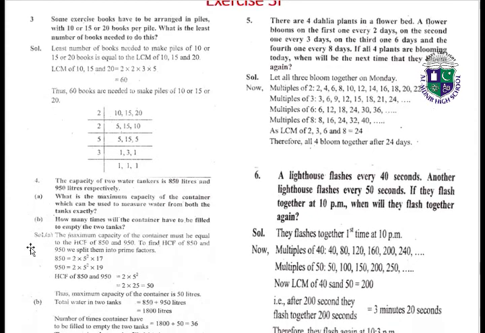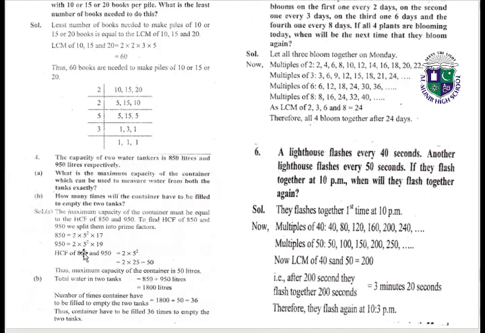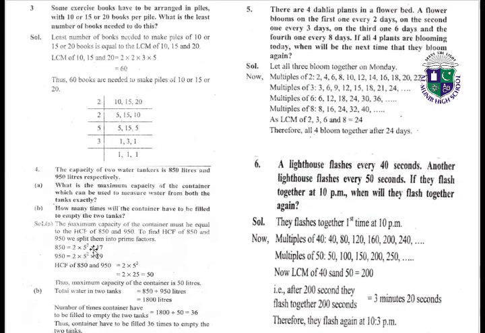Question number 4. The capacities of two water tankers are 850 liters and 950 liters respectively. What is the maximum capacity of the container which can be used to measure water from both the tanks exactly? How many times will the container have to be filled to empty the two tanks? Solution: the maximum capacity of the container must be equal to the HCF of 850 and 950.